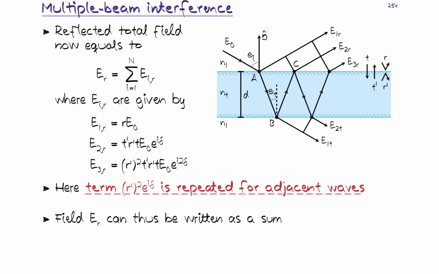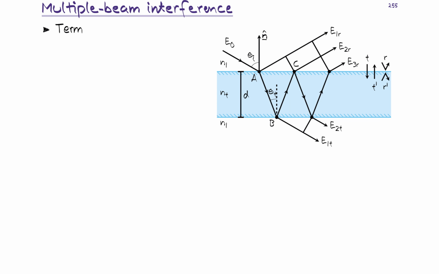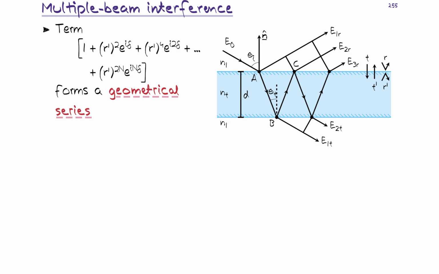So the reflected field, the total field, really can be written as a sum, so that we have the first term, r times E naught, then times this parameter here, and then we have this progression of these terms that is being repeated in this systematic manner. And this is super nice, because this term inside the square brackets is actually a geometric series, and we can then calculate this analytically.